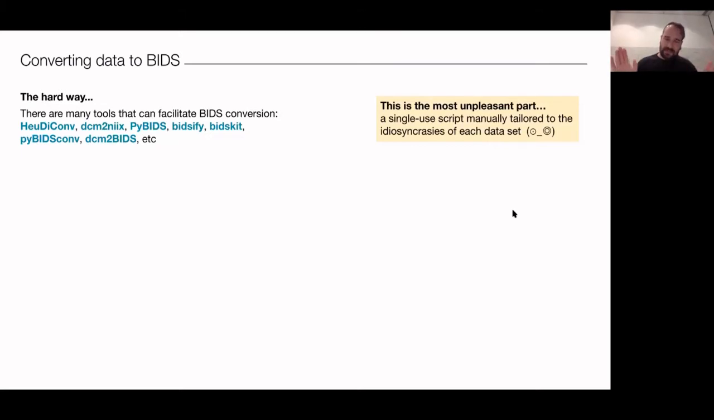I'm not going to go into details about this. There are a bunch of tools out there that can help this process, like HeuDiConv and dcm2niix and PyBIDS. This can be a kind of annoying process. I've converted a lot of my own data sets and other people's data sets to BIDS. And usually it just boils down to, okay, person X in the lab has their own idiosyncratic way of organizing data. I really just need to build some little script or heuristic that takes their idiosyncratic data structure and converts it to BIDS.